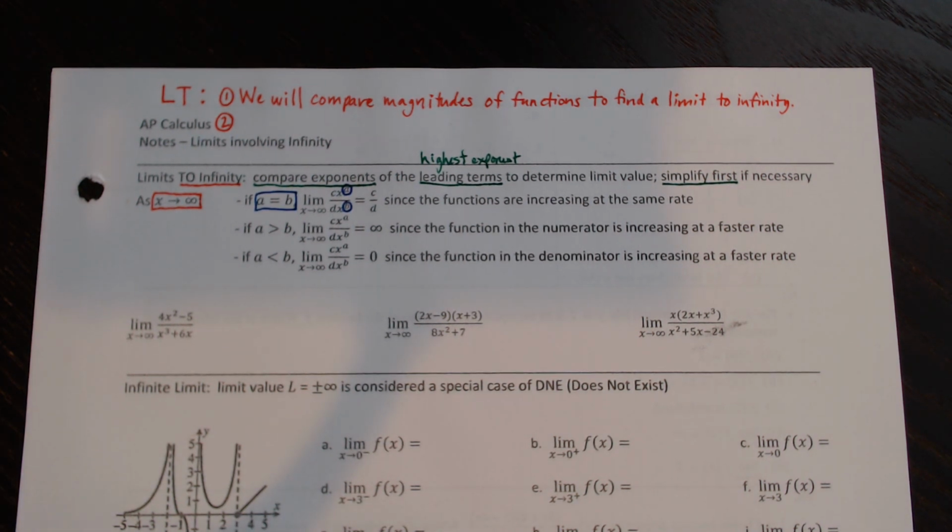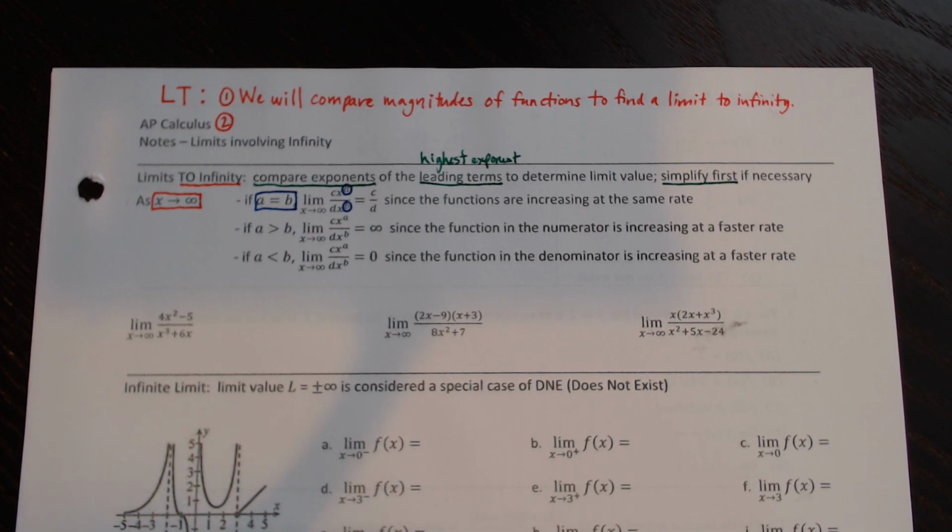Our job is to compare the exponents of the leading terms, in other words, the terms that have the highest exponents in both the numerator and denominator, and that's going to give us our limit value. In many examples, a couple of which you'll see in this section, you'll have to simplify first algebraically.